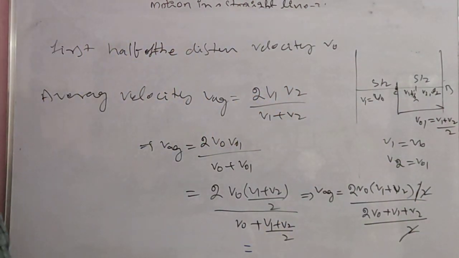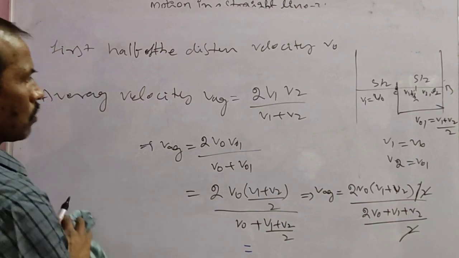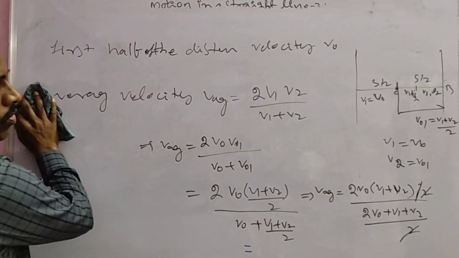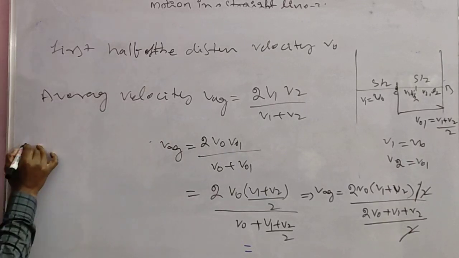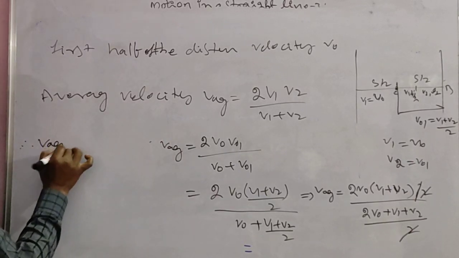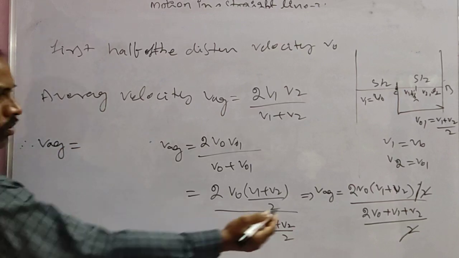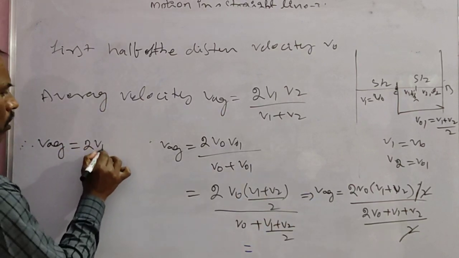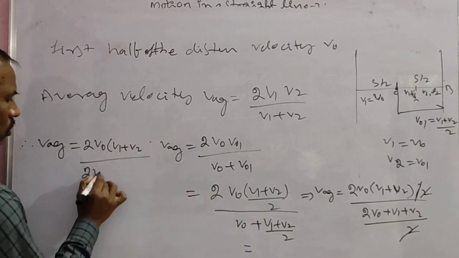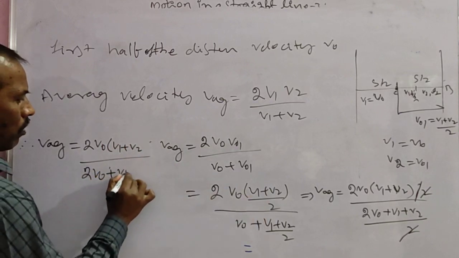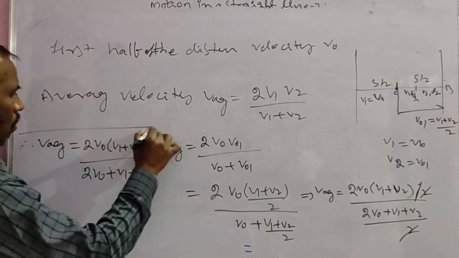So the answer is, note this one first of all. Finally, the average velocity or speed is equal to 2 v naught into (v1 plus v2) by (2 v naught plus v1 plus v2). This is the answer.